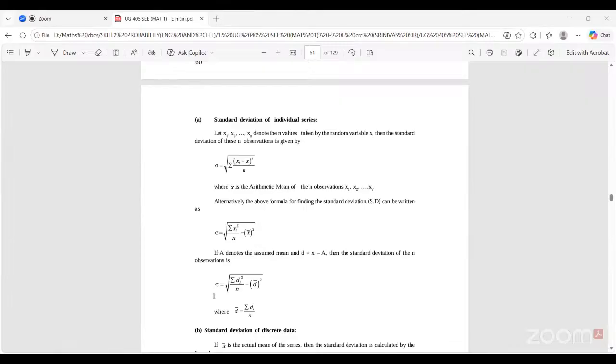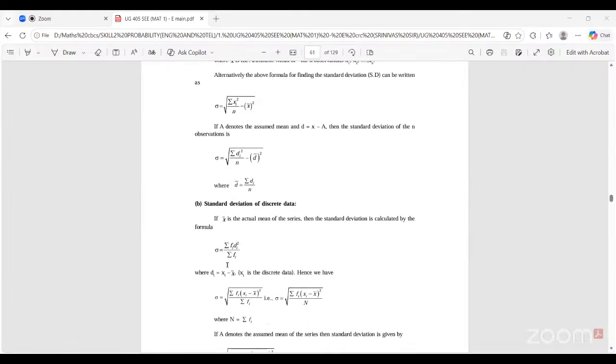Standard deviation of individual series: x1, x2, ..., xn denote the n values. Taking the random variable, sigma is equal to the square root of the summation of (xi minus x bar) whole square by n, where x bar is the arithmetic mean and there are n observations. Alternatively, the formula for finding the standard deviation can be written as sigma equals the square root of summation of xi square by n minus (x bar) whole square.